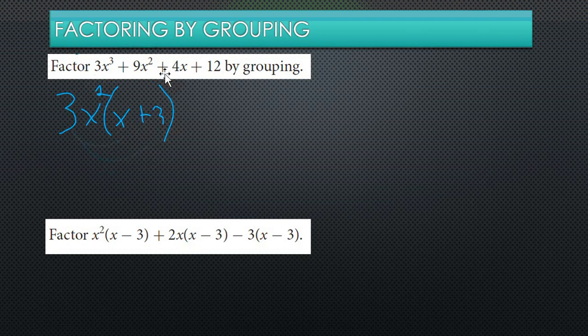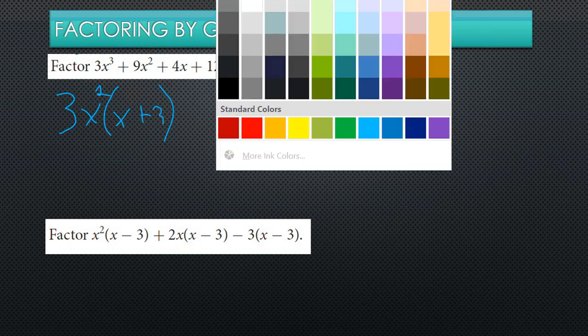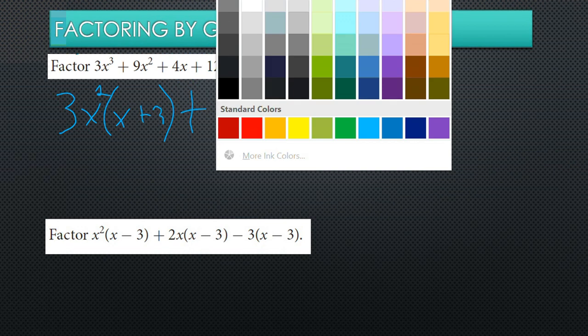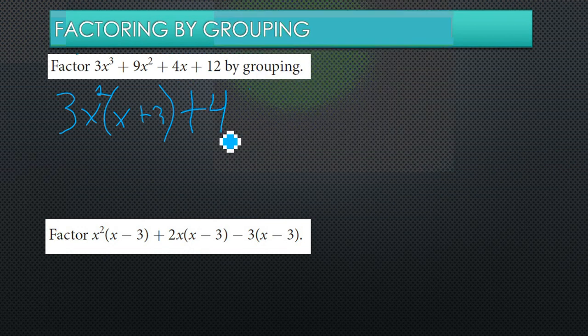Okay, so I've got that piece done, and then there's a plus in between. So we're going to pull that down. Plus, now I'm going to focus in on these 2. What's in common? Well, there's a 4 in common. Let me back up a little, get rid of that circle there. Okay, there's a 4 in common, so I'm going to factor out a 4, backwards distributive property. I'm going to say x plus 3.